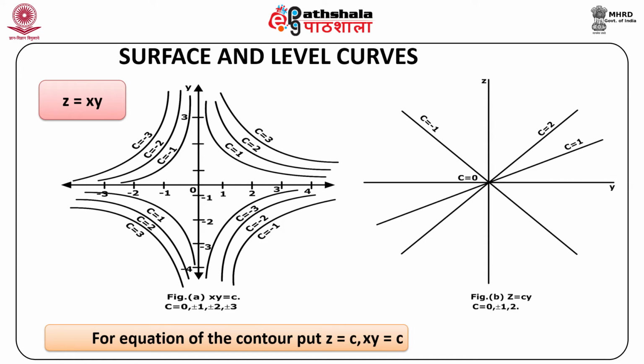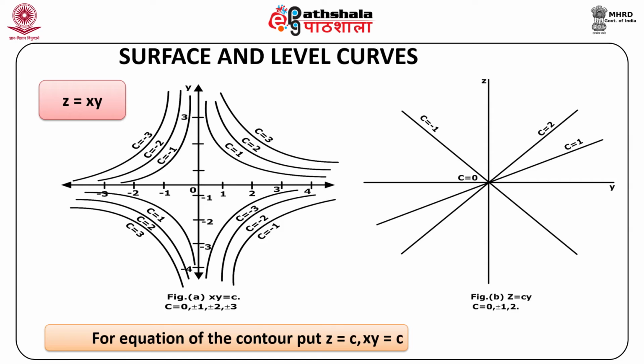C equal to 0 gives a rather special case. It implies either x is equal to 0 or y is equal to 0 or both x and y are equal to 0. The x and y axes are thus 0 contours of the function. To get the vertical plane section perpendicular to the x-axis, put x is equal to c.